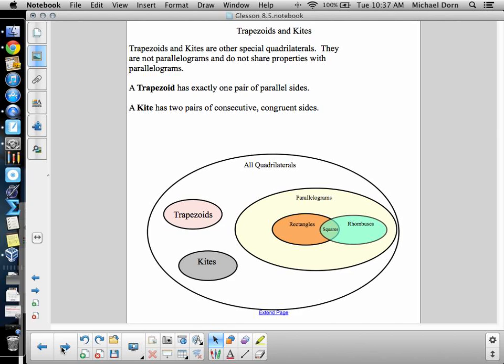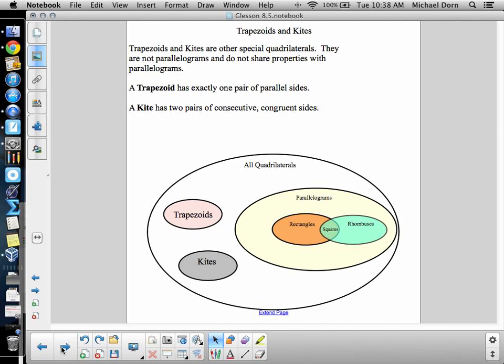Trapezoids and kites are quadrilaterals that are not parallelograms. So all these properties of parallelograms you've been working with don't apply. Their diagonals do not bisect each other. Both pairs of opposite sides are not parallel. They do have some properties in common, but nothing that would make them a parallelogram.